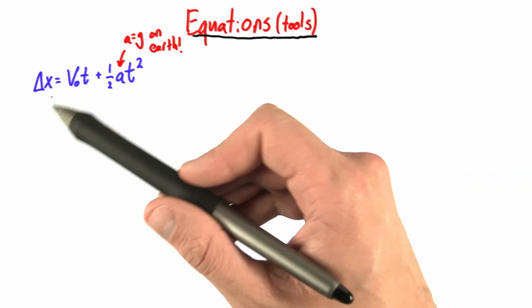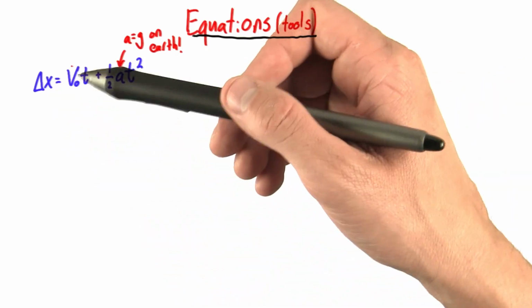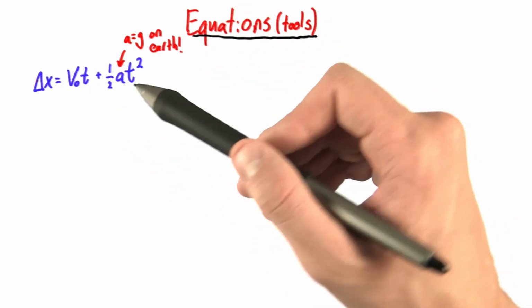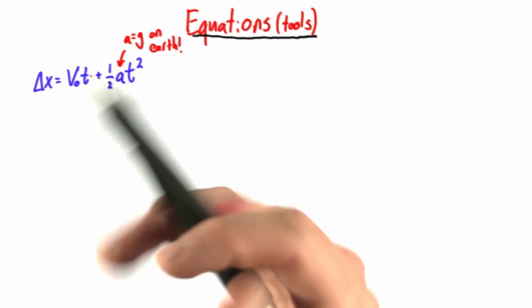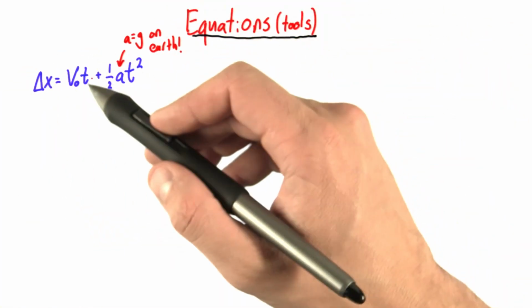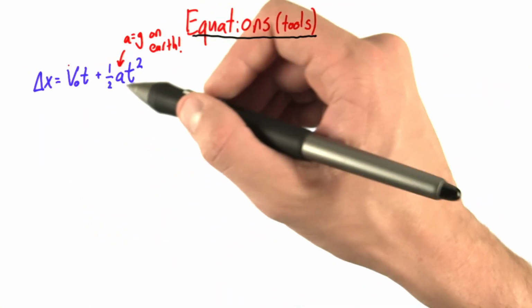This is our first serious equation of the course. Delta x equals v naught t plus 1/2 a t squared. Now, I've introduced this delta because this equation really describes how much an object's position changes from here to there over a period of time, given an initial velocity and an acceleration.